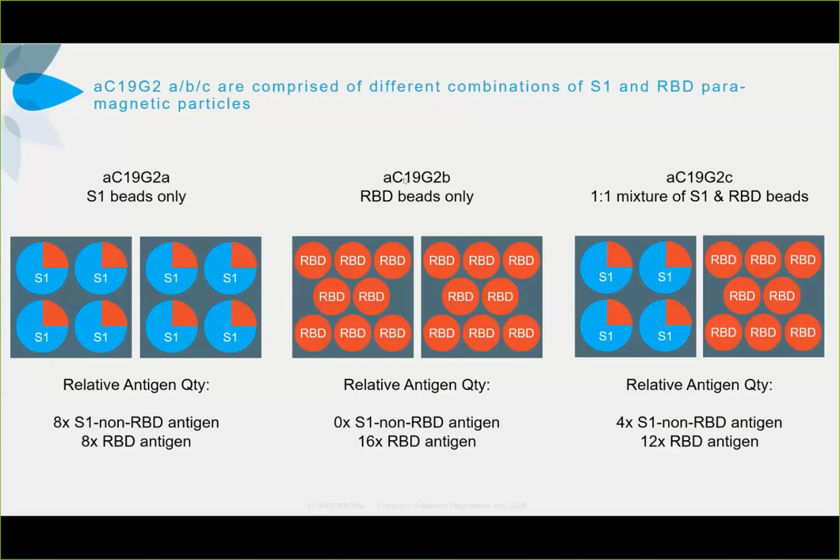The G2B format is RBD only, and G2C was a 1-to-1 mixture of the 2 beads that were mentioned previously in formats A and B, thus maximizing the number of receptor binding domain available binding sites for patient samples, while still providing additional epitope recognition for patient sample antibodies.